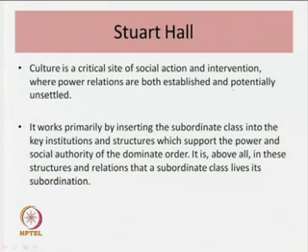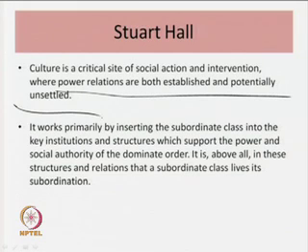Again, let us look at what Stuart Hall has to say. Culture is a critical site of social action and intervention, where power relations are both established and potentially unsettled. If we think that it is a one-way matter, that power relations are always established and the dominant class always has power, we would be completely missing a part of this whole study of power in cultural studies, which is equally important, and that is the unsettling of power. Like Foucault, we have to understand that power is not just disabling, power can also be enabling. Even as power is sought to be established, power is also potentially unsettled.